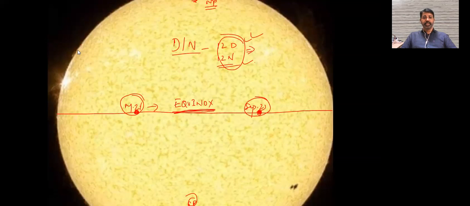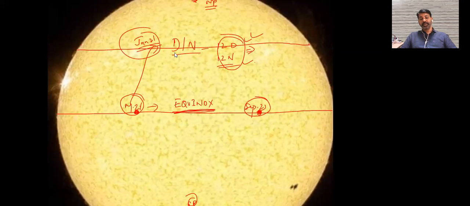But these 12 hours of day and night will start changing when the sunlight starts moving towards the Tropic of Cancer. When it reaches June 21st, as I told earlier, when the sunlight reaches the Tropic of Cancer, the northern hemisphere will have more sunlight per day.